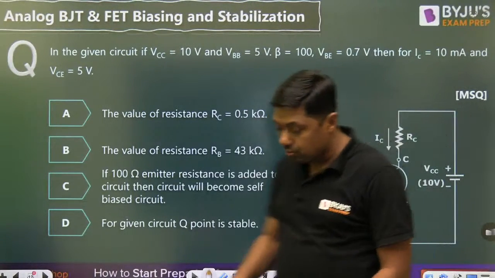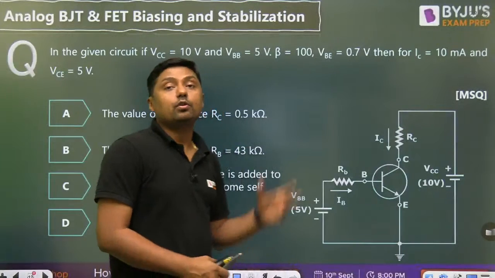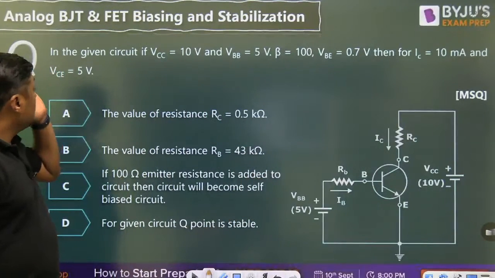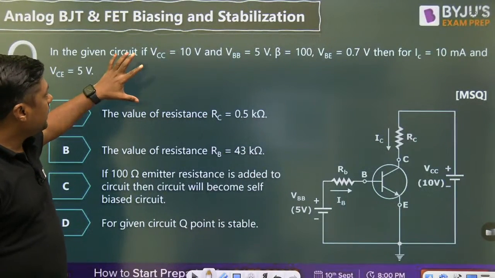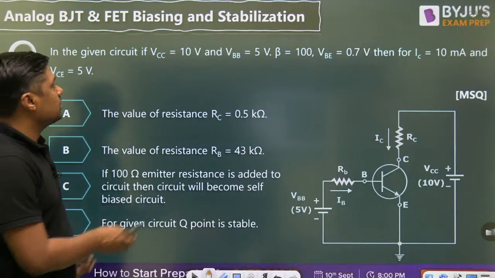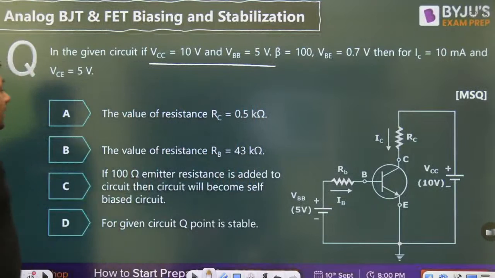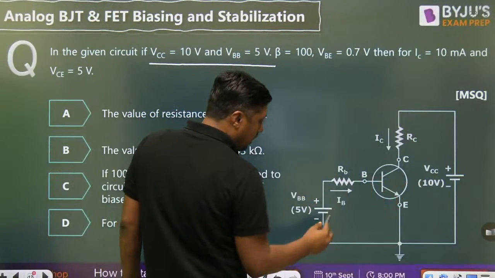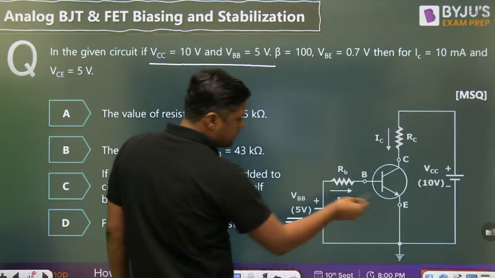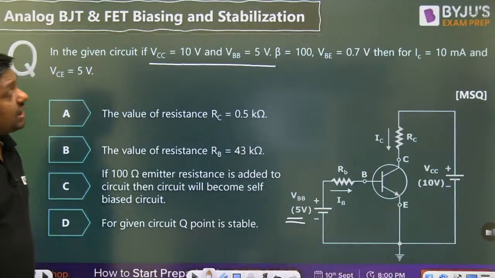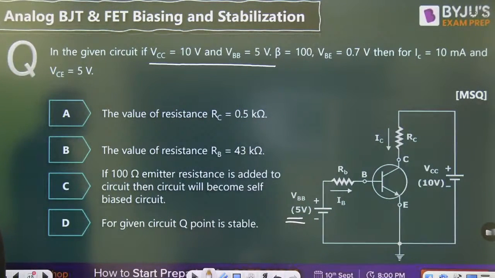Now the MSQ. What is the MSQ, everyone? Try to give me the answer. In the given circuit, if VCC is equal to 10 volt and VBB is equal to 5 volt. Where is the VCC? This is the 10 volt. And VBB is given as 5 volt. It is mentioned in the question. Beta is 100. VBE is 0.7 volt.